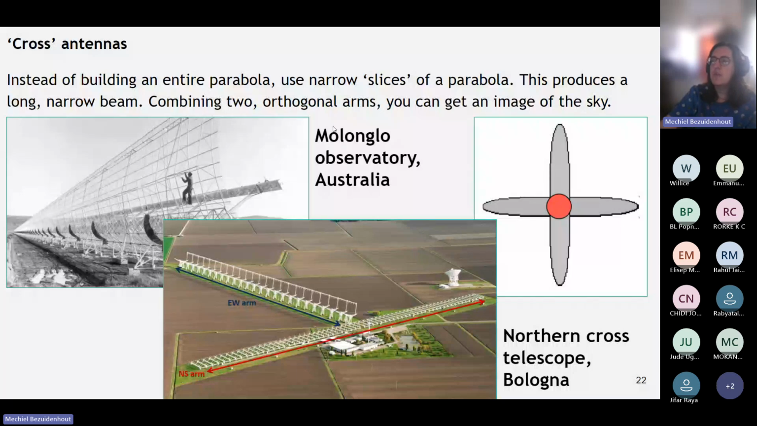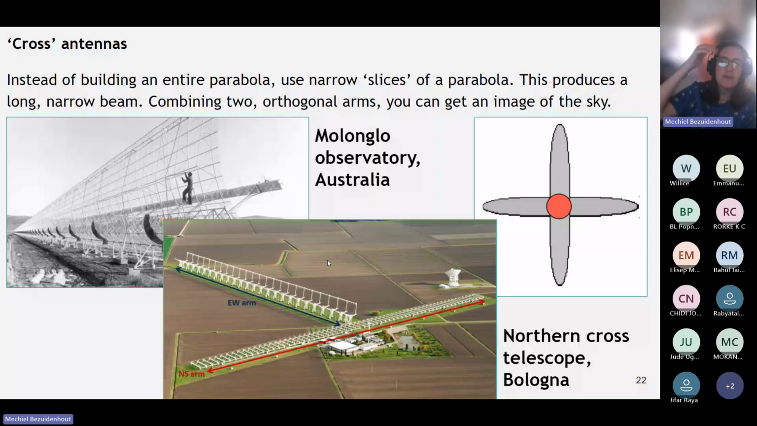The Molonglo Observatory in Australia is still observing. They're very proficient in finding pulsars, for example. And then there's the Northern Cross Telescope in Bologna as well. That one has a kind of T-shape setup.